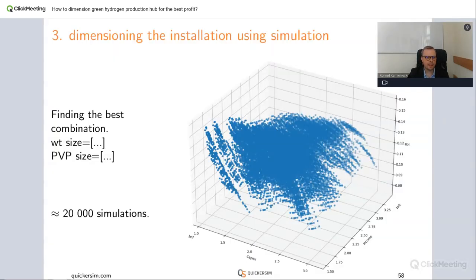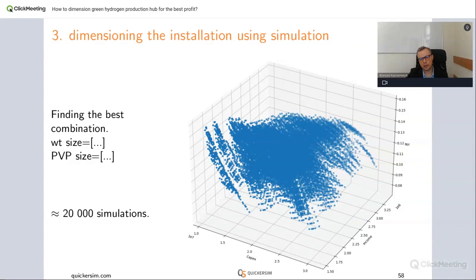And then using the parameters, I made about 20,000 simulations. And the results of those simulations are on this chart. On this axis, we have the capex of this hub. On this axis, I have income based on the simulation. And here I have return on investment. So taking a look at this cloud of points, I can have a general impression of what is going on.